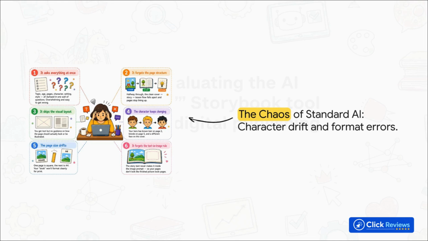Halfway through, it completely forgets the page structure. It skips the visual layout, the page size starts drifting, like one page is square, the next is portrait. It forgets the text and image rule entirely. And honestly, the absolute worst part? Character drift. Your main character has brown hair on page 2, blonde hair on page 5, and a totally different face on the cover. Standard AI doesn't have a memory problem, it has a structure problem.